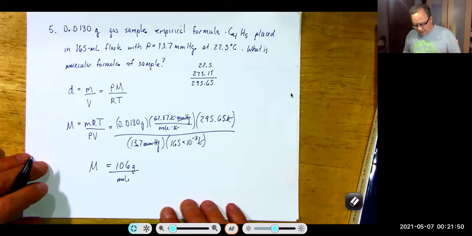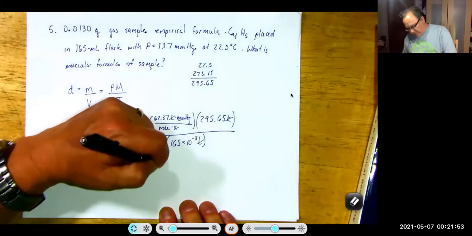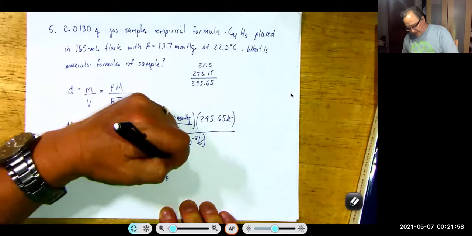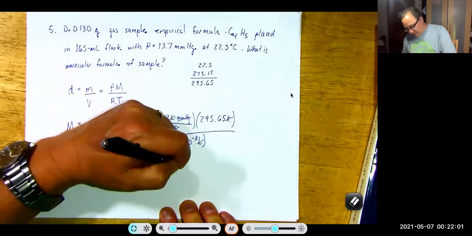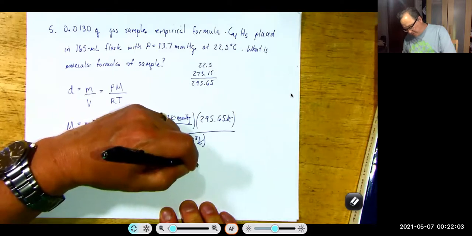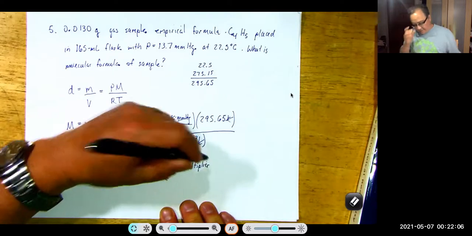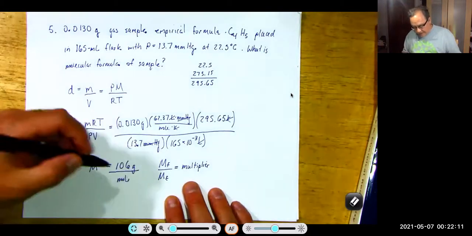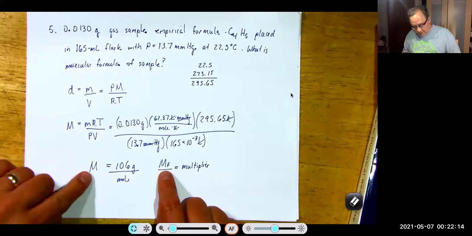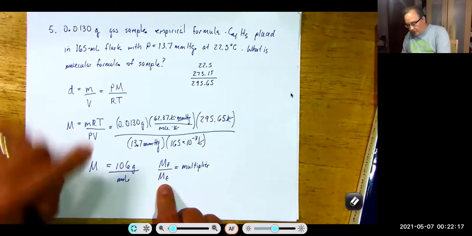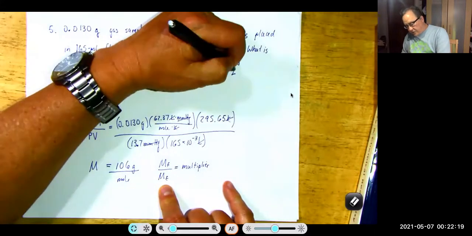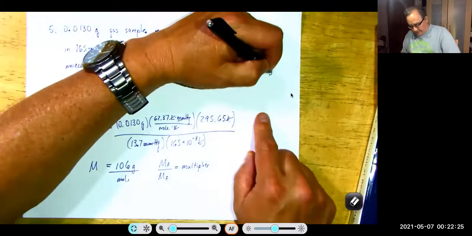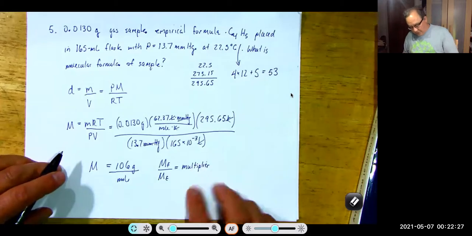So what is the molecular formula? Well, we know that when you divide the molar mass of the molecular formula by the molar mass of the empirical formula, you get a multiplier, is what I call it. Here, the molar mass of the molecular formula is 106. What is the molar mass of this? Well, we have 4 times 12 plus 5, which happens to be 53. So our multiplier is 2.